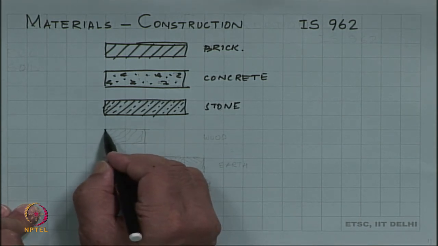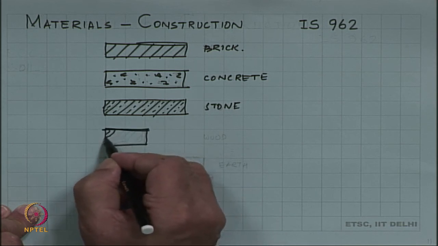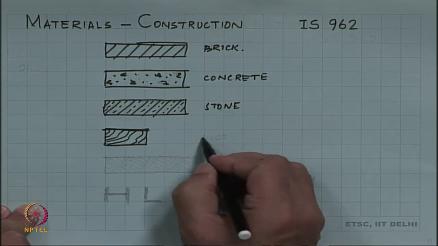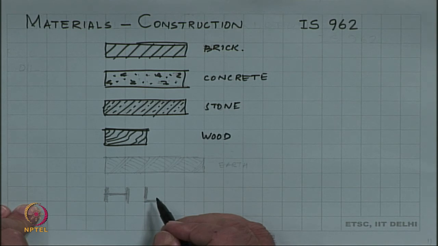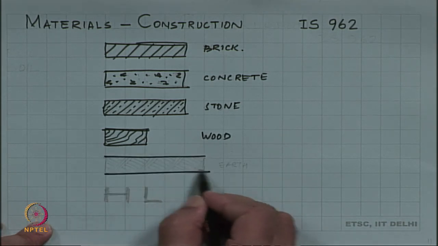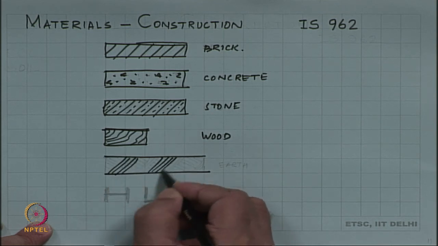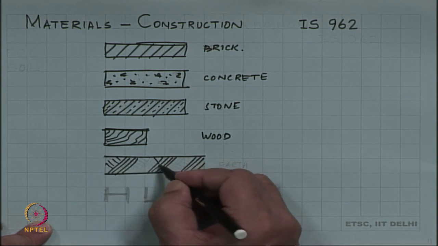Then we have wood, and we show that by these type of lines, basically showing these are the grains of wood. And earth, this is shown by a series of lines like this. And similar lines over here.